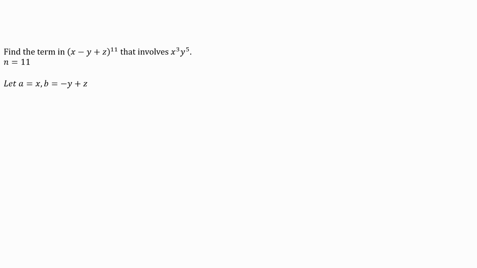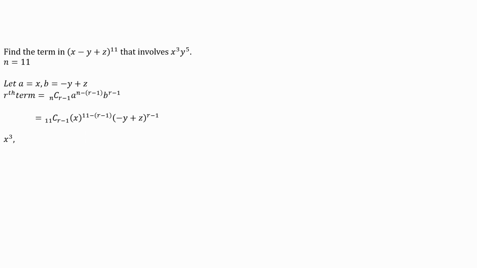Kumpitin natin ng dalawang times. So, let a is equal to x. Kunin muna natin yung isa. So, x. And then yung b equals to negative y plus z. So, our term, ating formula. So, substitute natin. So, 11c r minus 1 dahil wala tayong value for r. Then, x raised to 11 minus r minus 1. And then, yung isa, negative y plus z raised to r minus 1.